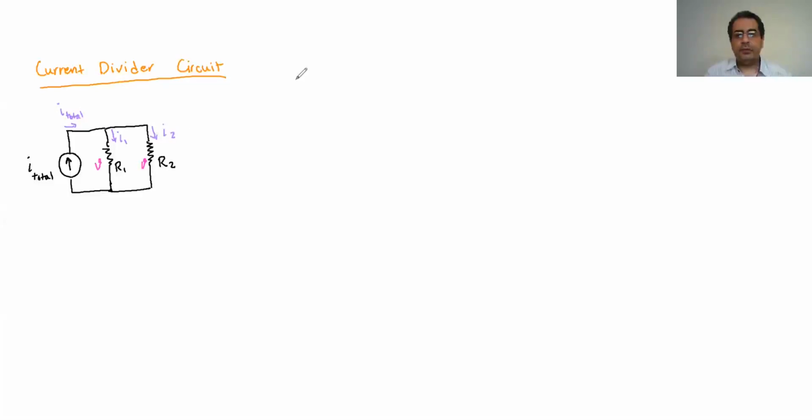We know that if I use Kirchhoff's current law for this node, the sum of I is 0 at any given node. So the I total enters, and it should be equal to whatever leaves. So it's going to be equal to I1 plus I2. So that's what we know.